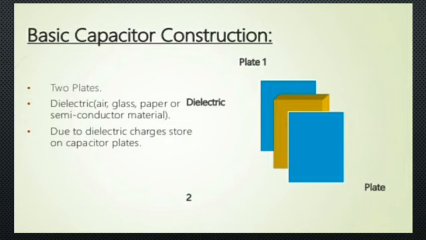See, the capacitor has two plates: one plate here, another plate here. In between, some dielectric or insulator materials are present, like air, glass, paper. Due to the dielectric, charges are stored on the capacitor plates. This is the basic construction, with the insulating or dielectric material in between.